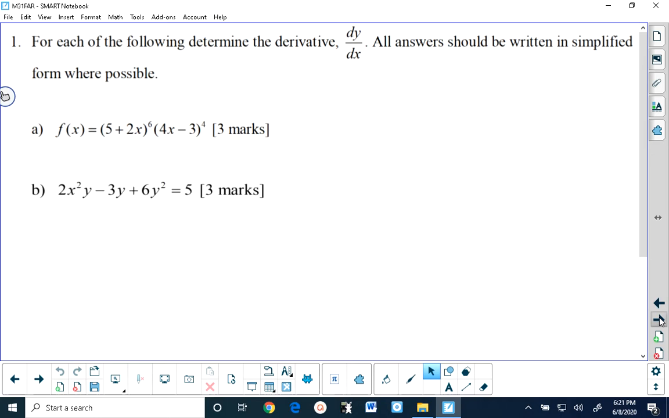1B is a relation. It's not a function, but of course it is a relation, and the only way you're going to be able to find dy/dx there is to use implicit differentiation. I really hope that everybody knows exactly what to do with implicit differentiation, but if you don't, you may have to go back and review that.